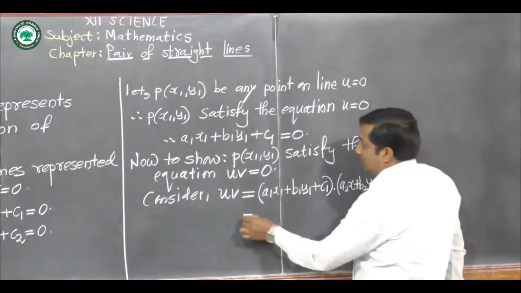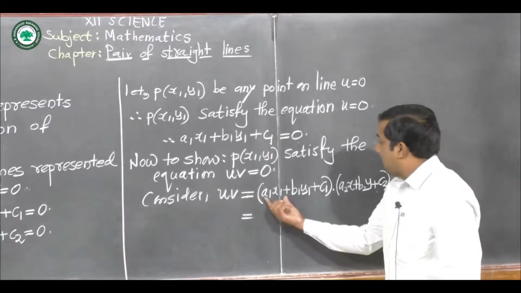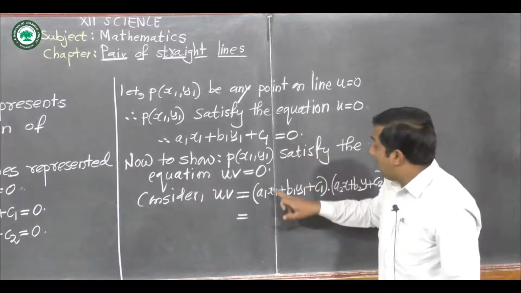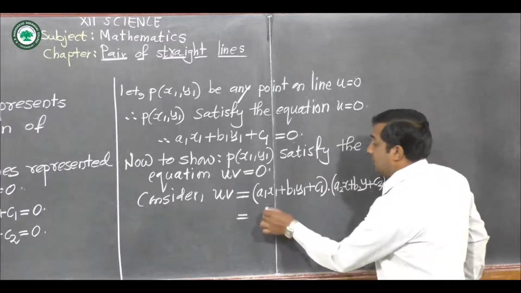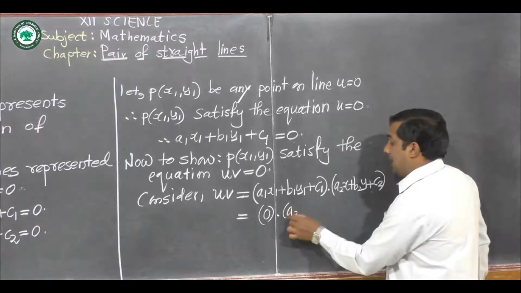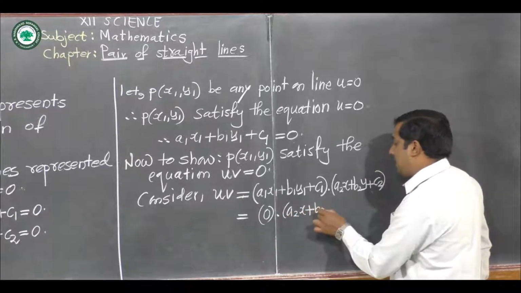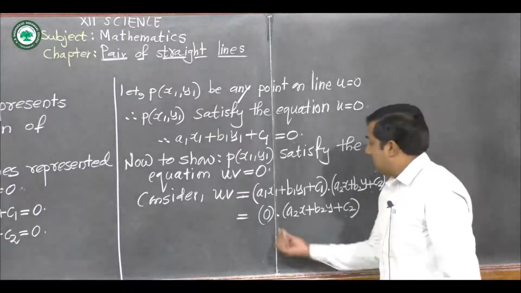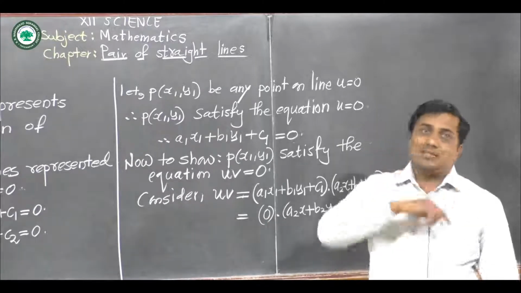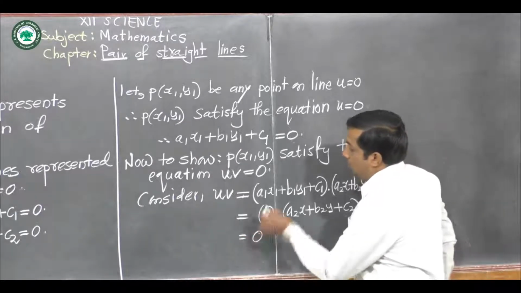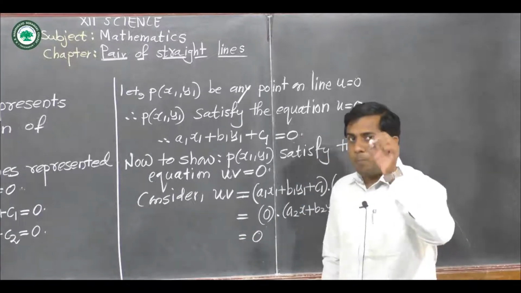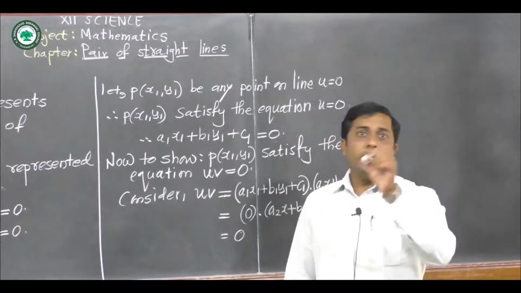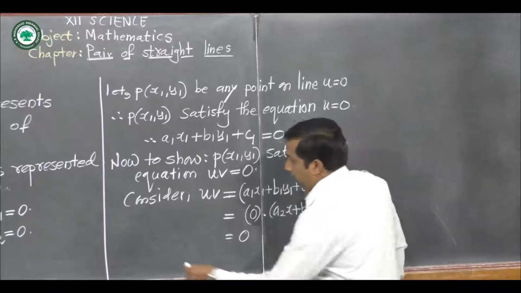Okay, then this is equal to, we know here a1x + b1y + c1 is equal to 0. So we replace this bracket by using 0 into a2x + b2y + c2. And we know here 0 into anything is always 0. So this is equal to 0. So the given point P(x1, y1) satisfies the equation u into v is equal to 0.